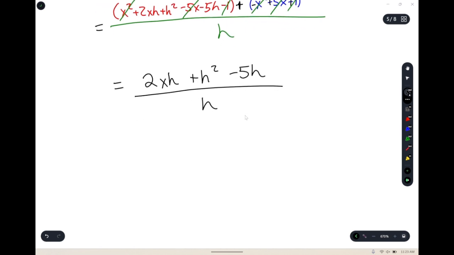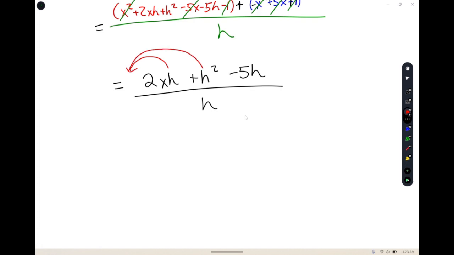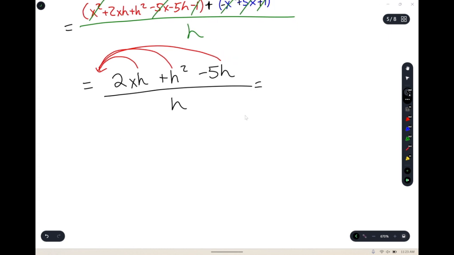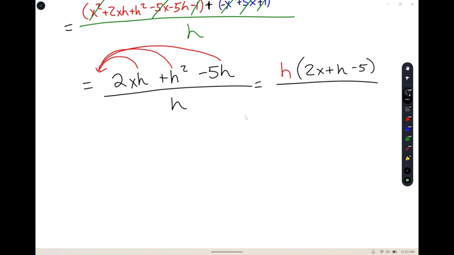If you want to see the prettier way to know why they cancel, watch this. Factor out an h. I've been struggling with how to teach this well, because sometimes people say it does cancel, sometimes people say it doesn't cancel, and it's hard to know when. If you factor out that h, you're left with h times 2x plus h minus 5, over h. And what's the opposite of multiplication? Division. So they do cancel out.